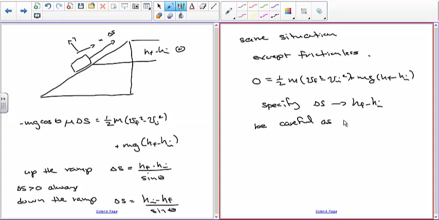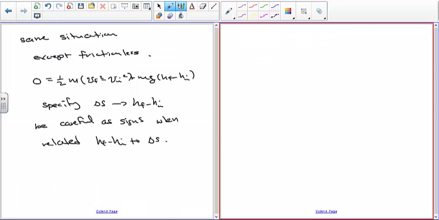Be careful of signs when relating h final minus h initial to a specified distance sliding. You still use these equations here. You still divide by the sine of theta to relate these two things. Okay, so that's it.